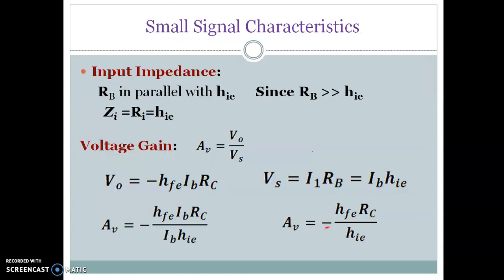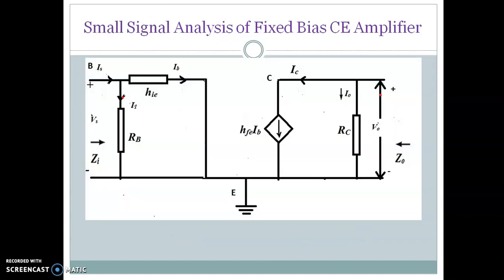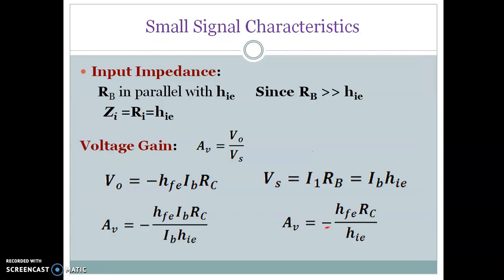Next, voltage gain. AV is equal to V0 by Vs. V0 is the drop across your RC, which is I0 times RC. If I apply the KVL to this loop, I0 is equal to minus IC. So it is minus HFE IB times RC. That is your V0. And what about your Vs? Vs is equal to IB times your HIE. We use this relation, we cancel this IB, and therefore we get AV is equal to minus HFE RC divided by HIE. This minus term indicates that the input signal and output signal are out of phase with each other.